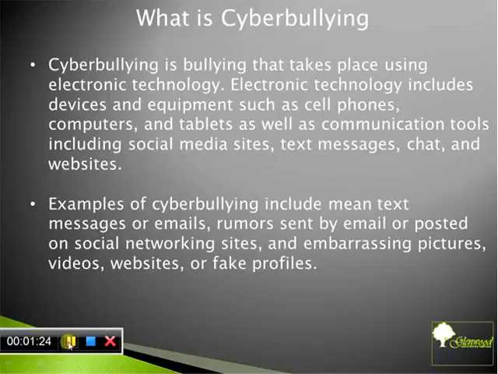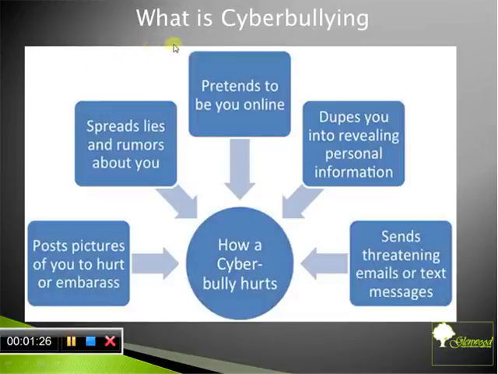Some of the things, I found this graphic, some of the things that happen in cyberbullying is they may post pictures of you to hurt or embarrass you, spread lies and rumors, pretend to be you online, dupe you into revealing personal information. That's kind of a crossover. They pretend like you know them, and then they use that to find out information like your birthday, because birthday is something that you have to have for a credit card. Something like that. Send threatening emails or text messages.